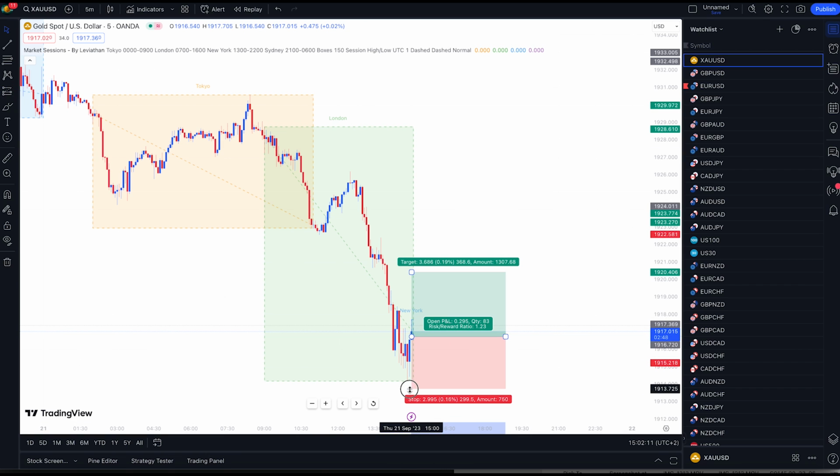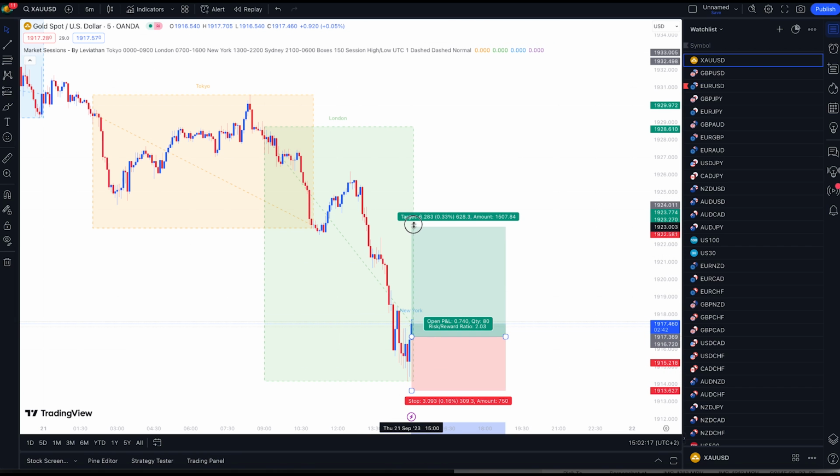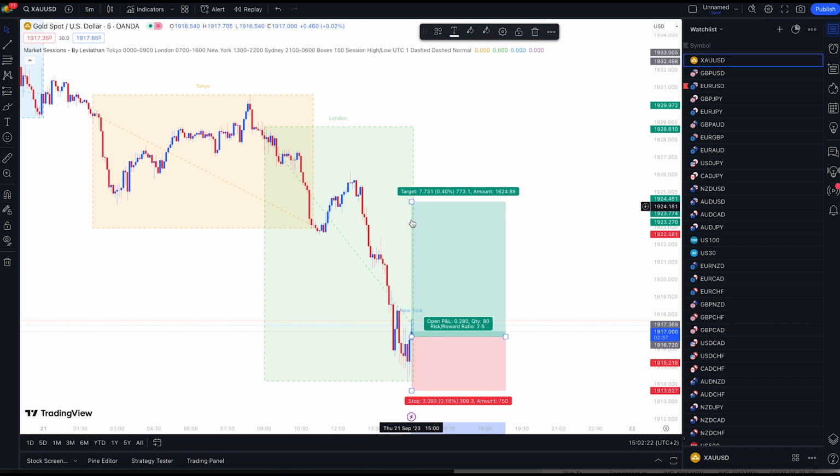My stop loss is always below the box, below the previous session box. So my stop loss is going to be there, and I'll go for a risk to reward of 1:2.5. I always go for 1:2, but let's go for 1:2.5. All right. So that is the trade, guys. Let's quickly buy.